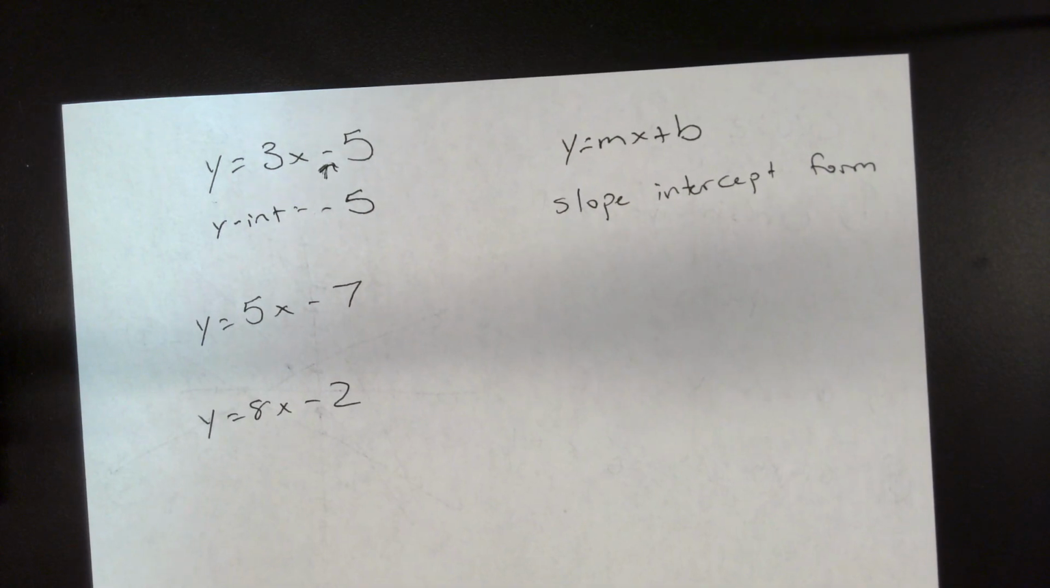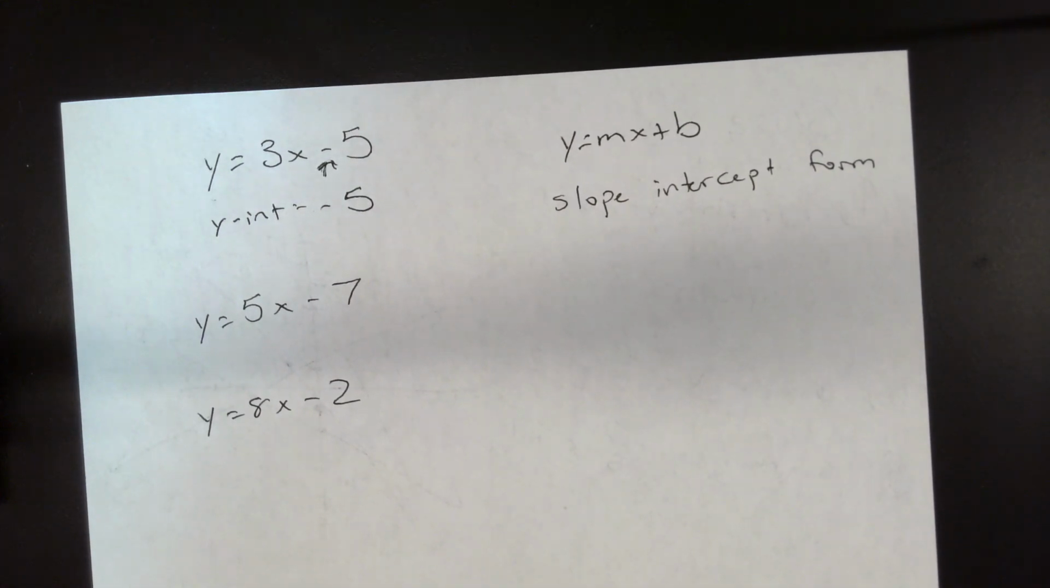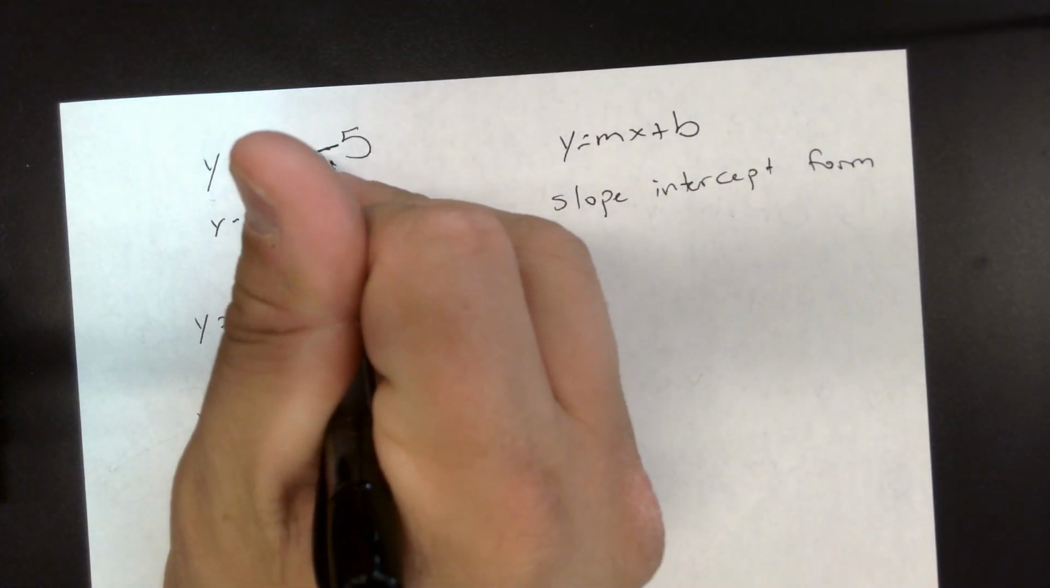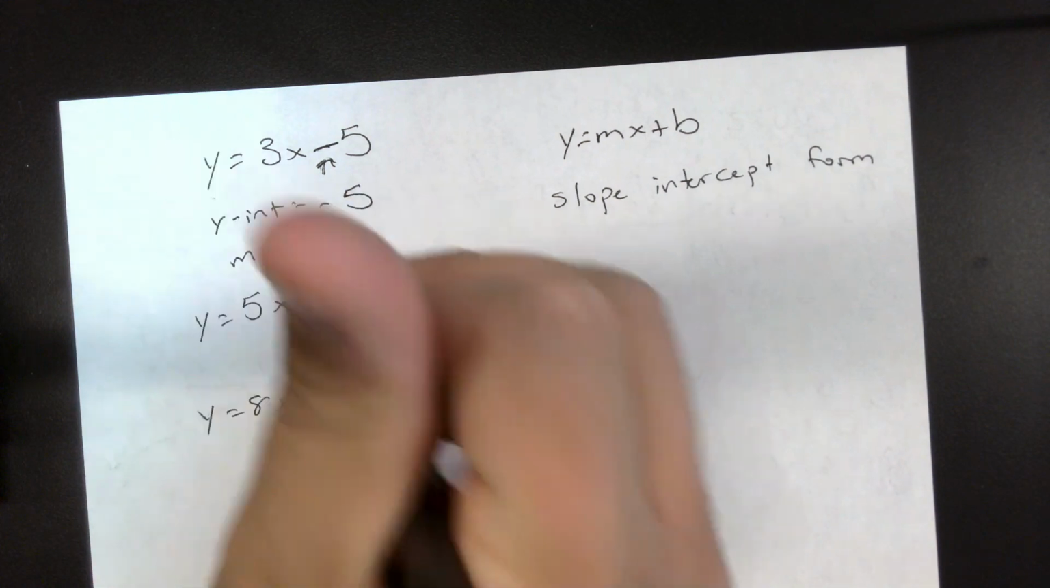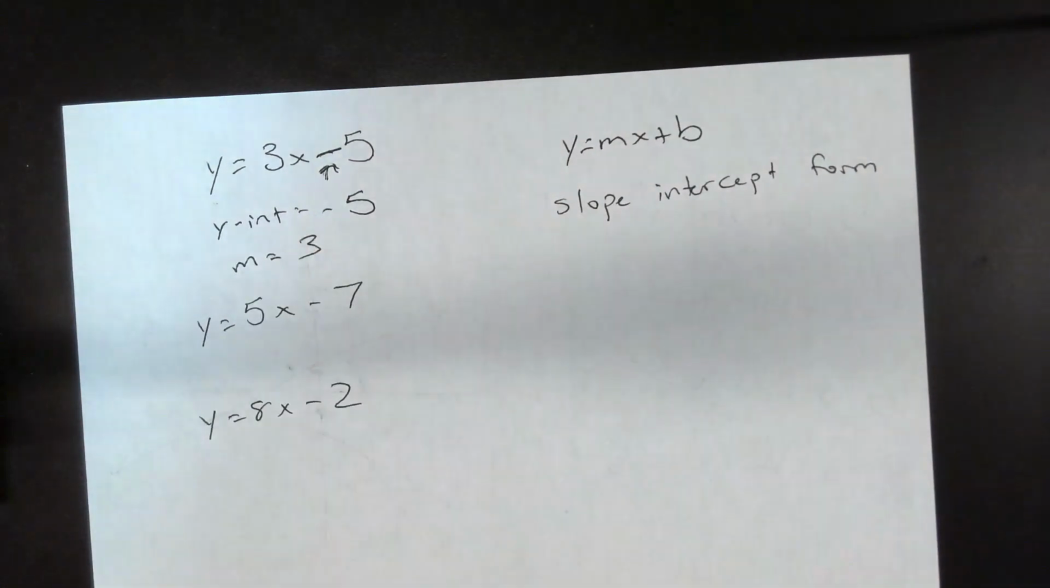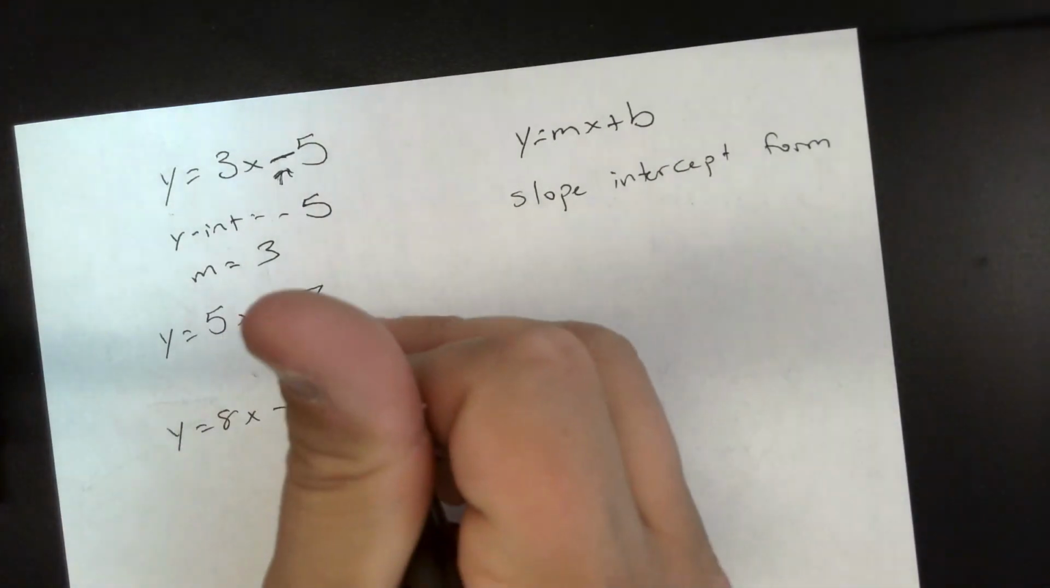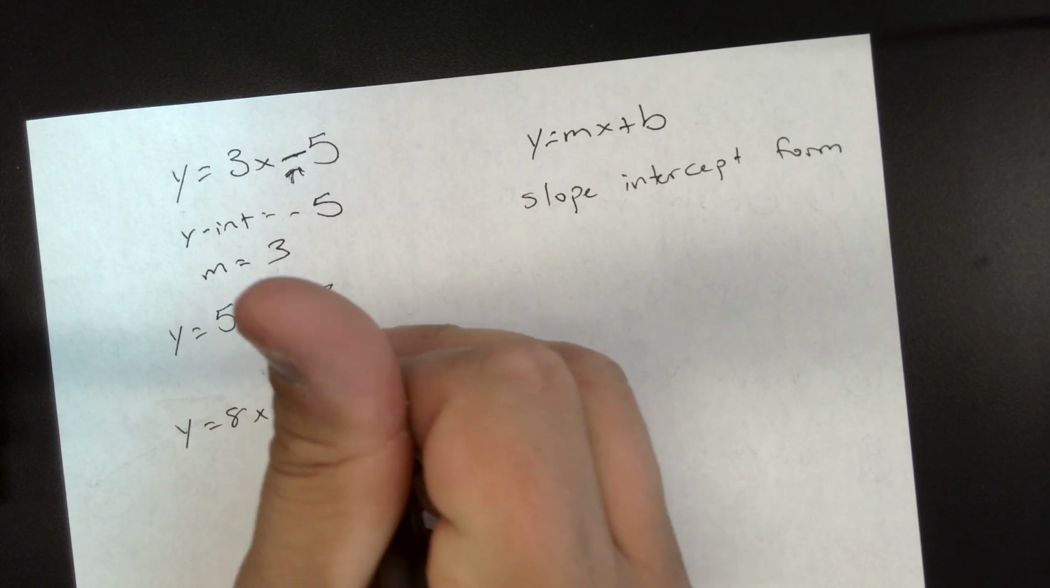Why is it a -5, Braxton? Because there's a minus sign in between. See that? Okay, what's the slope, Braxton? 3. 3, right? So the very first thing we're going to be doing is looking at things that are in slope-intercept form, and we're going to list their slope and their y-intercept. So, Dre, what's the y-intercept of this one?